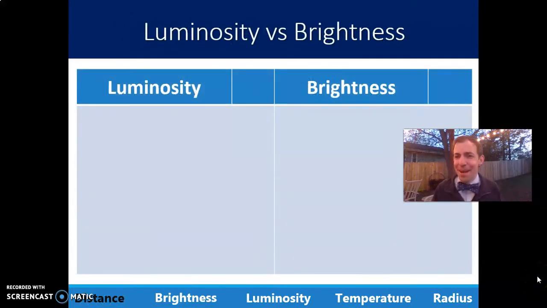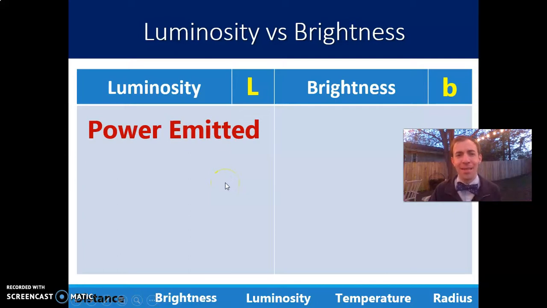So these two values of luminosity and brightness are going to be our next two in this set of 5 that we care about for stars. Now, luminosity and brightness are different from each other. We're going to describe luminosity with a capital L when we refer to it in equations, and brightness will take on a lowercase b. Luminosity is a measure of how much power a star is emitting. So a bigger star emits more power than a smaller, colder star.